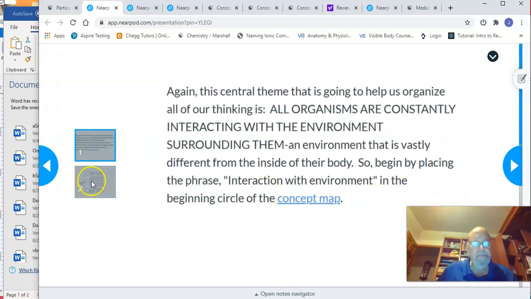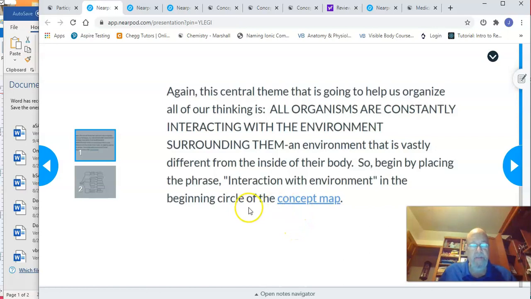Okay, now I will show you this concept map here in just a second. But again, the central theme that is going to help us organize all of our thinking is all organisms are constantly interacting with the environment surrounding them. You would agree with that, right? You're interacting with your environment surrounding you all the time. Even when you're not aware of it, your body is aware of it, and it's cataloging all kinds of environmental clues, and your brain is processing all kinds of environmental information, making sure that everything is constant.